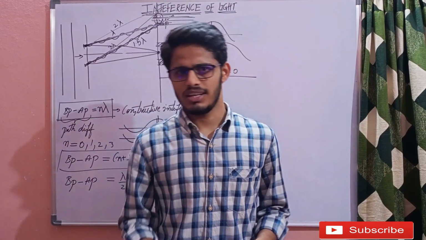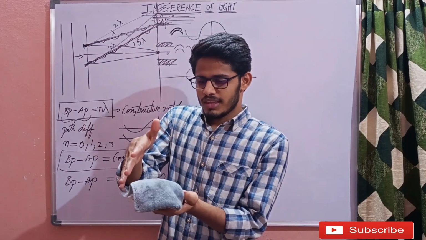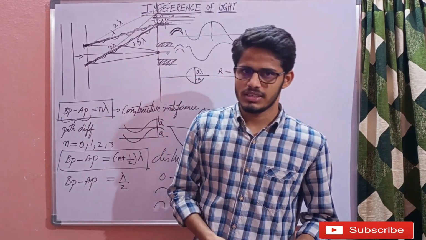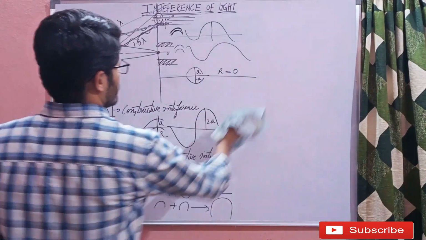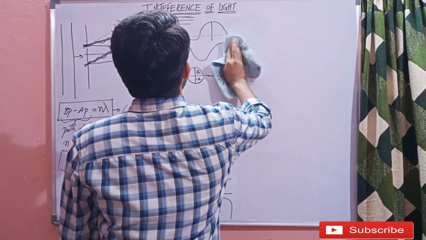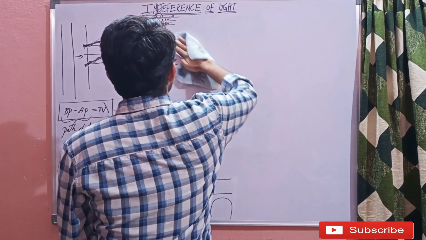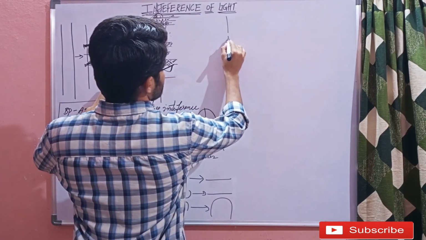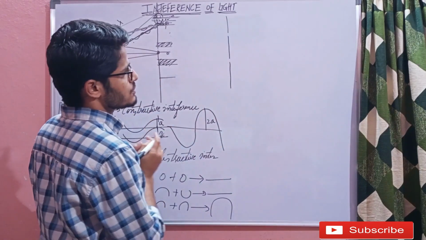That is the beauty, like slowly once you know a concept, using that thing slowly you can do so many other things also. Okay, so now we will find out the path difference. This is my slit 1 and slit 2.